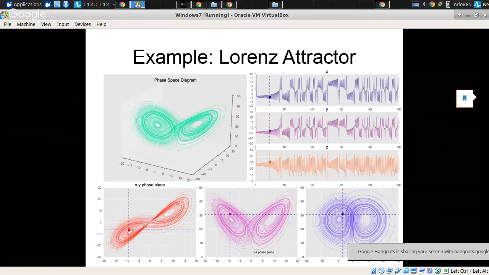But behind it, ladies and gentlemen, is a structure, it turns out, okay? We have, for example, for the x and y phase plane, something like this, or the x and z, or the y and z.